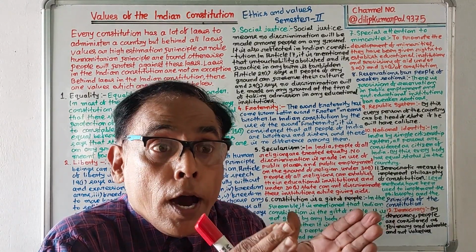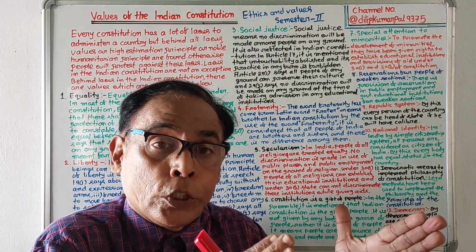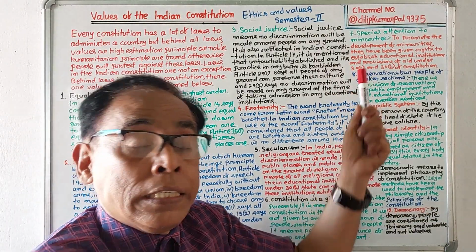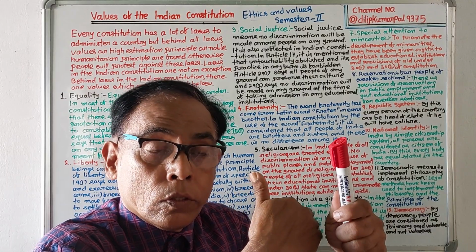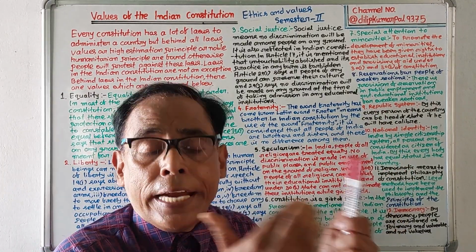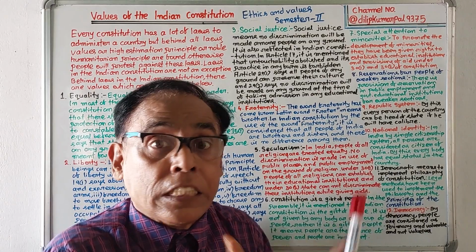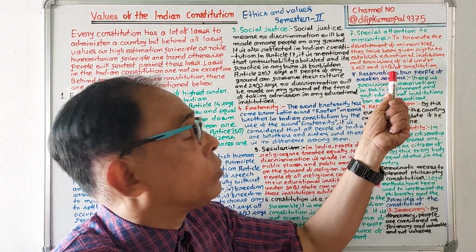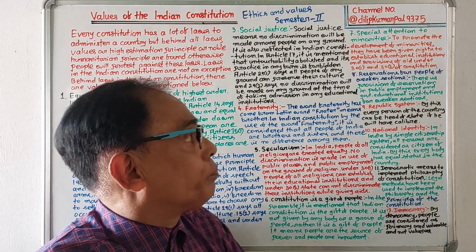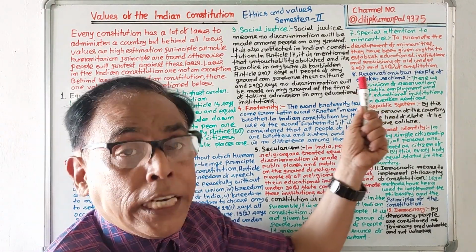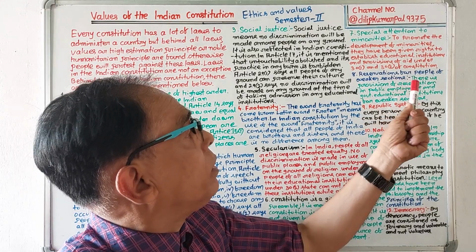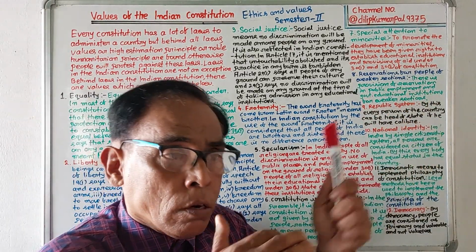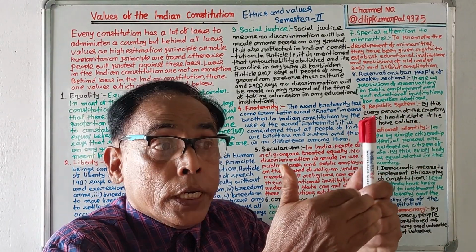They have been given the power to establish education institutions under Article 30 Clause 1, and the government or state, while giving aid to these education institutions, cannot discriminate against institutions established by minority people under Article 30 Clause 2.